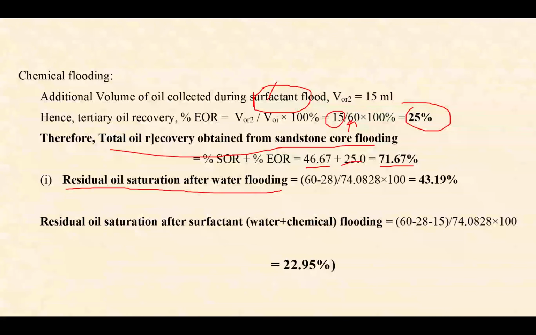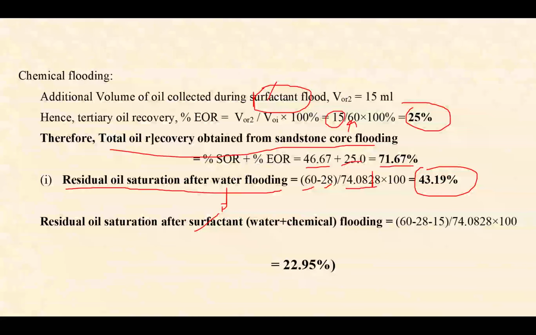So that is residual oil saturation. Originally it was 60, then 28 ml is produced by this water flooding, and therefore after water flooding, if you take the oil remaining and divide it by the pore volume, that is the pore volume. So this is the saturation. It is 43.1%, 19%, and this will be polymer here in this particular problem.